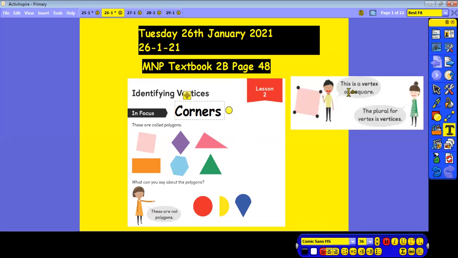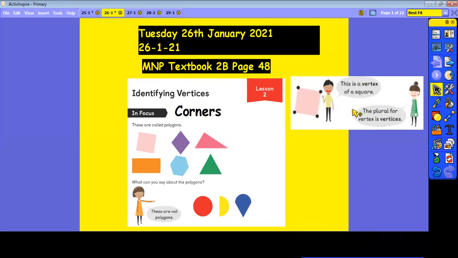Here we go. Ravi's going to explain it and Emma's going to help him. Ravi says this is a vertex of a square, and he's pointing to that corner. So one corner is known as a vertex. And Emma tells us that the plural for vertex is vertices. So that's the word in the title of this lesson. So a square has 1, 2, 3, 4 vertices. But Ravi is pointing to one vertex. Plural just means more than one.